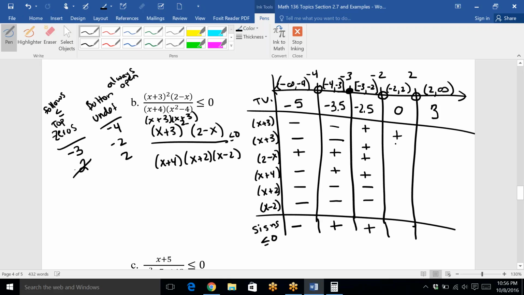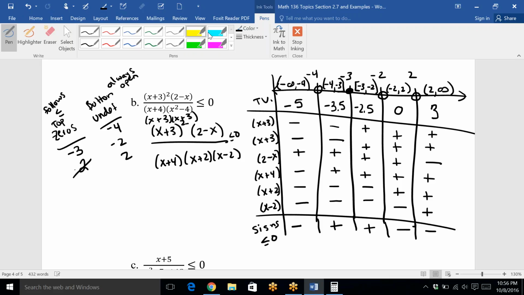0 plus 3 is positive, 0 plus 3 is positive, 2 minus 0 is 2, so that's also positive, 0 plus 4 is positive, 0 plus 2 is positive, 0 minus 2 is negative, so one negative, overall sign would be negative. 3 plus 3 is positive, 3 plus 3 is positive, 2 minus 3 would actually be negative, 3 plus 4 is positive, 3 plus 2 is positive, 3 minus 2 is also positive. One negative is an overall negative.